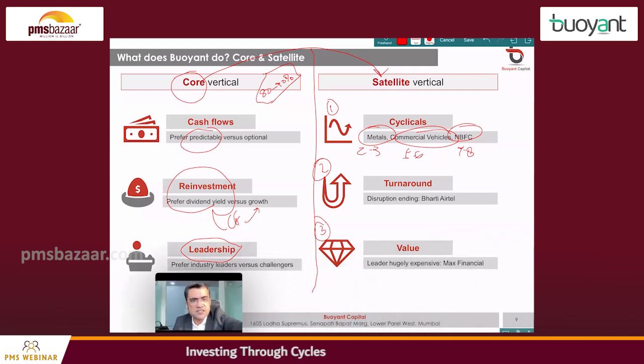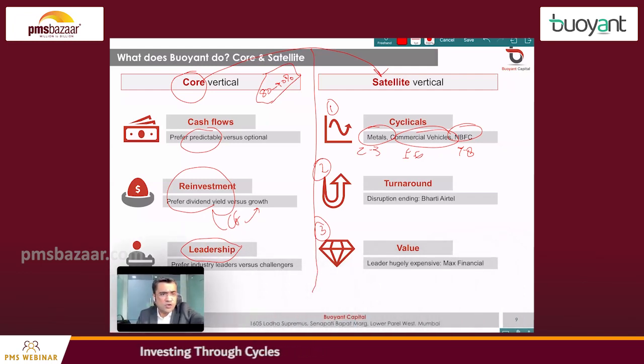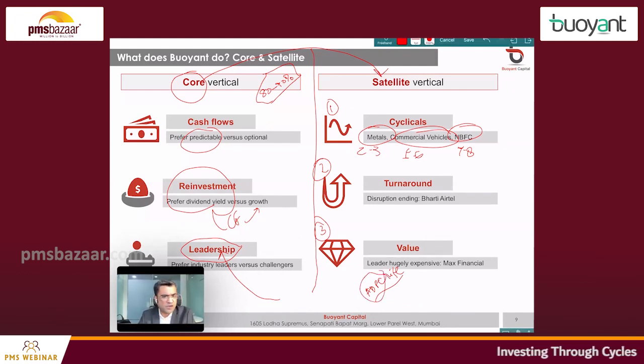The last part here is value. And I think this is also important because, in India, typically we are so enamored by leadership that we tend to pay a huge multiple to leadership companies. Take the example of HDFC Life versus Max Financial. HDFC Group is a great group. They have phenomenally run the bank very well. But as a life insurer, we find its numbers are pretty similar to the second or third candidates. But HDFC Life was trading at 4 times price to embedded value.